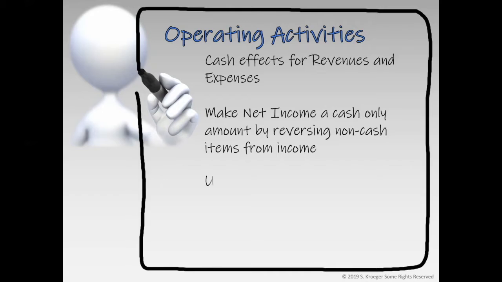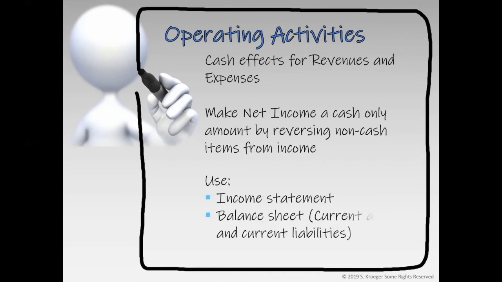These adjustments include income statement items that do not impact cash, such as depreciation expense and losses and gains on assets. Other adjustments that are needed are adjustments for changes in current assets and current liabilities, such as changes in accounts receivable, payable, inventory, and others. The balance sheet is needed to find this information. Therefore, we will need information from the income statement and from the current asset and current liability section of the balance sheet.